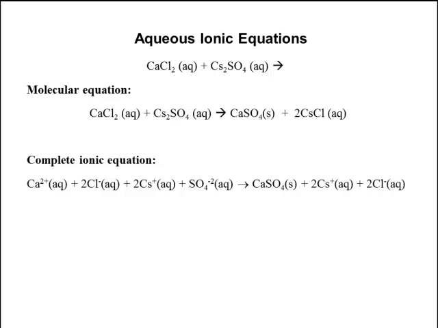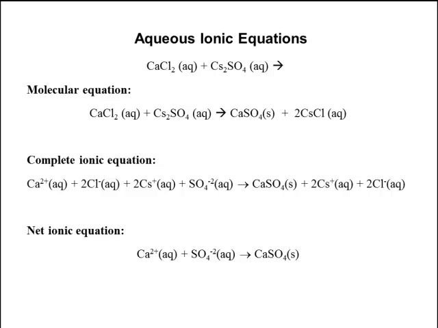Once I've got the complete ionic equation, I want to get the net ionic equation. That's where I want to remove the spectator ions. In order to remove spectator ions, I have to have the same ions on the reactant side as I do on the product side, and I have to have equal numbers of those. So my net ionic equation for this, calcium 2+ and SO4 2−, goes to form the calcium sulfate solid. That would be my net overall ionic equation.